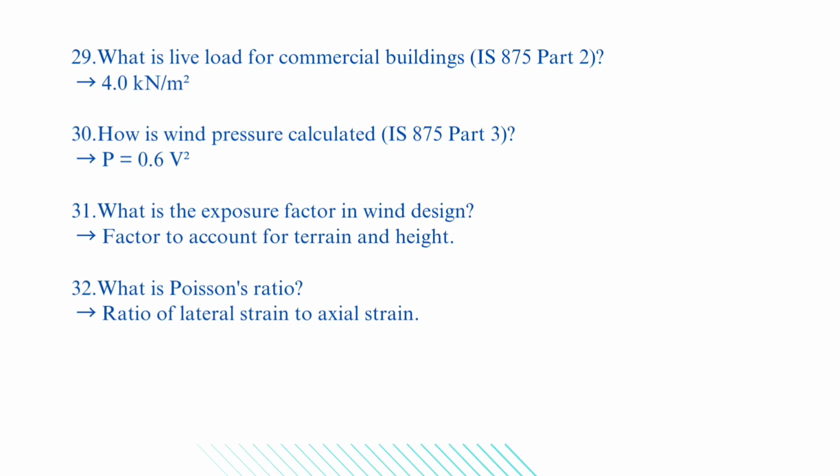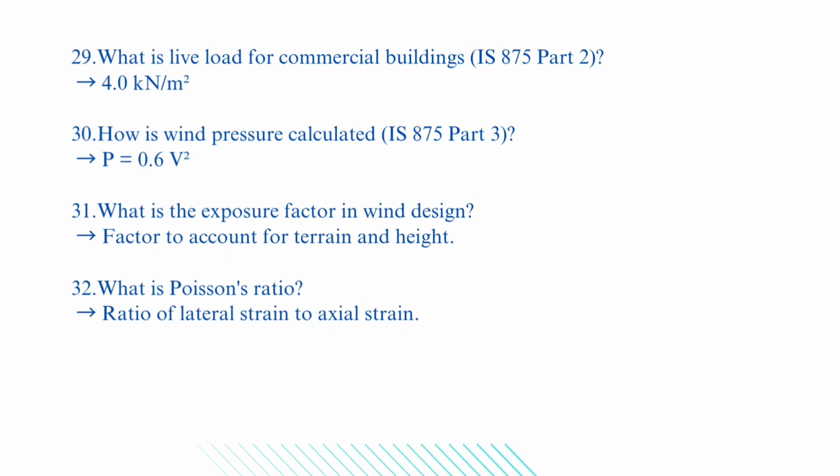Now the next question, how is wind pressure calculated according to the IS 875 part 3? And it is calculated with the formula P equals 0.6 V square. The next is, what is the exposure factor in the wind design? And the answer is, factor to account for terrain and height.